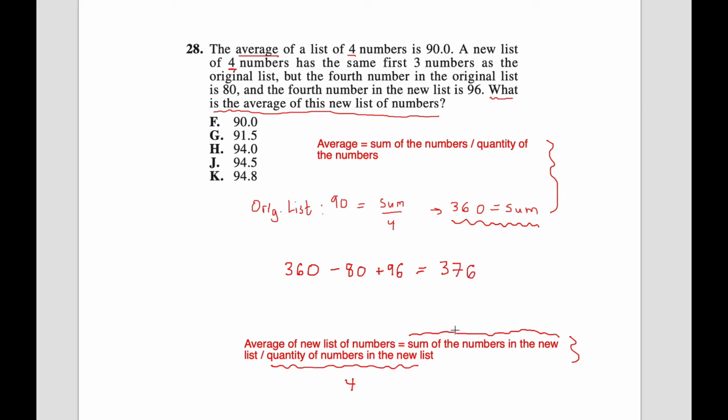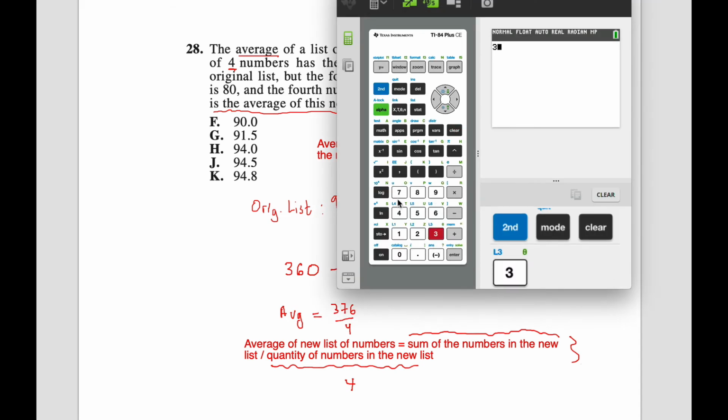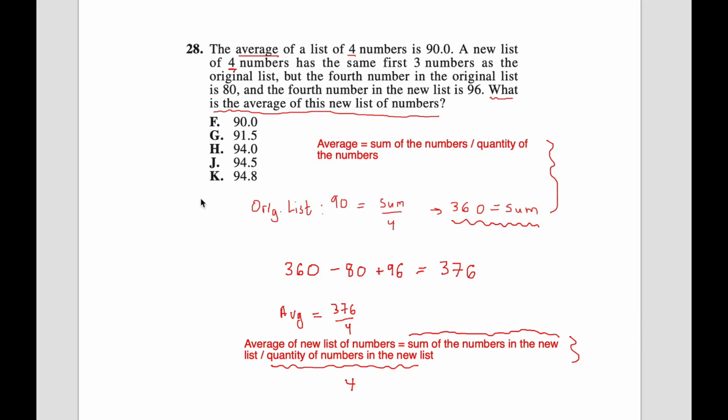So we can now plug that back into this formula, and I'll just rewrite it over here. Average is going to be equal to 376 divided by 4, and I'll pull up the calculator for that. So 376 divided by 4, that gives us 94. So that is our new average, and that is what the question was asking. So the answer is H.